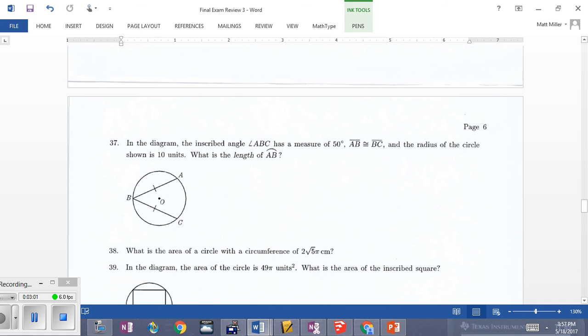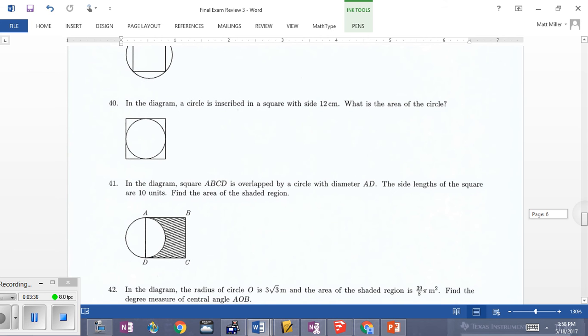In here, the measure of angle ABC is 50, which means it's inscribed, that's a 100-degree arc. These are congruent pieces. What is the length of arc AB? So this is a 100-degree arc, 360 degrees total. That's 260 left. So we've got 130 on each of these because congruent chords produce congruent arcs. 130, 130, and 100.